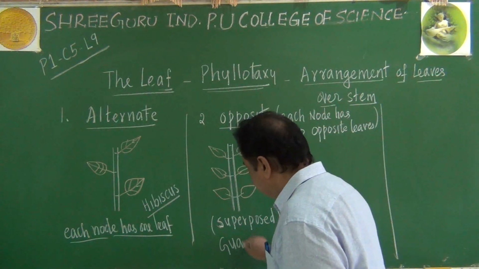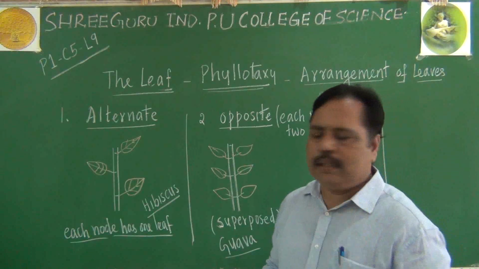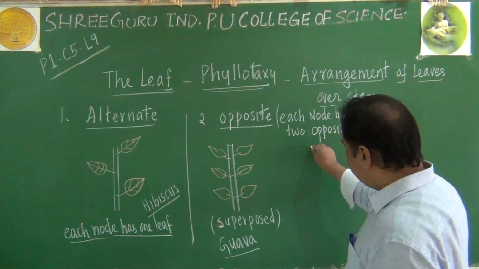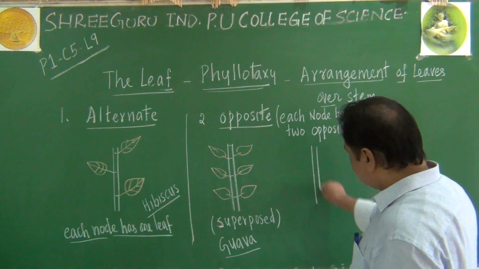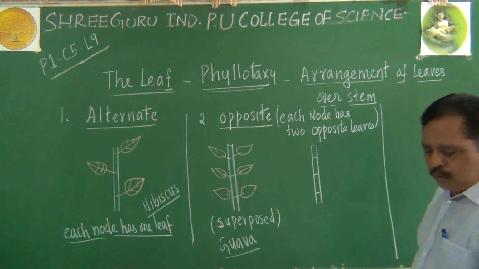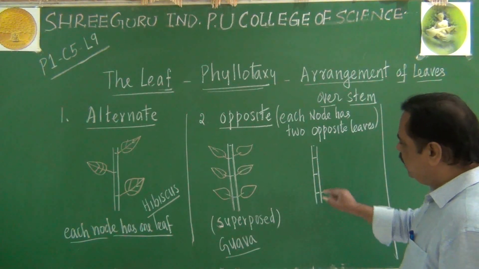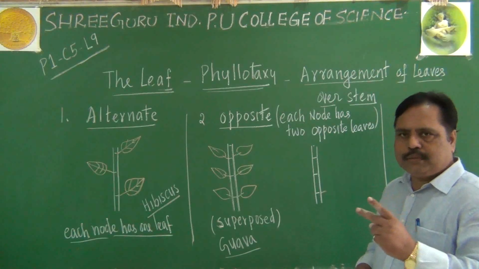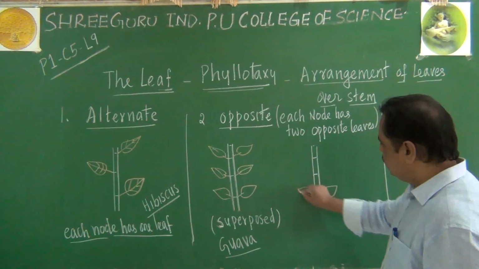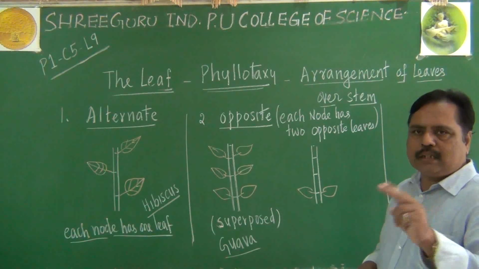Example for this is guava plant. Peru, we are telling now that Peru plant, it has got opposite phyllotaxy. Let me come to another opposite variety. Here also the stem will be like this, with nodes and internode. Suppose in this case there is a change. If first node is exhibiting two leaves facing east and west, imagine this is east, this is west, second node will be exhibiting two leaves facing north and south.